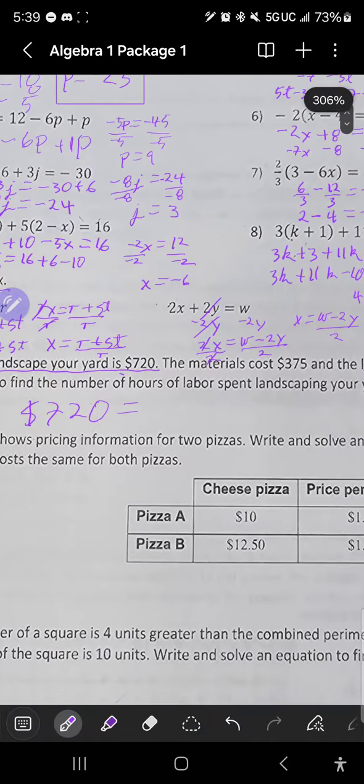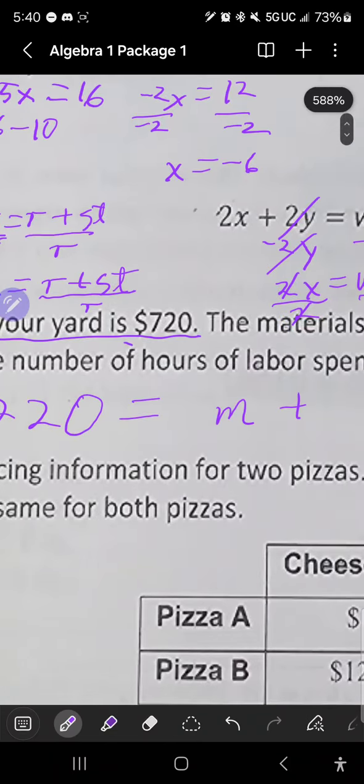So I know that the $720 is going to be the materials plus the hours. Now, the materials have a cost of $375. So I can put that here, the materials have a cost of $375.